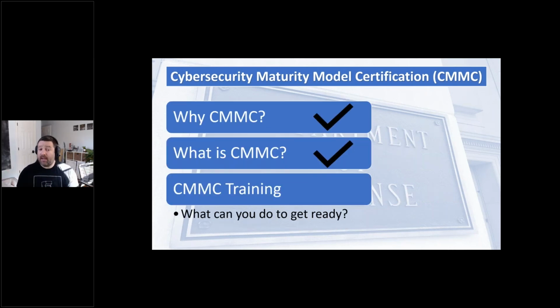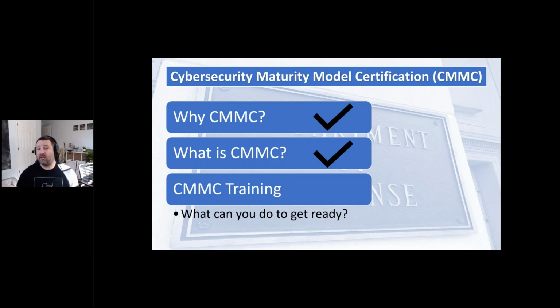So we know why CMMC: cybersecurity problems, and our defense industrial base supply chain is essentially constantly under attack, causing the United States to lose its competitive advantage over its foreign adversaries. We know that CMMC is an ecosystem that was created by the DoD that allows for third-party assessment organizations to assign levels to members of the DIB. Those levels will determine what contracts they're able to bid on.